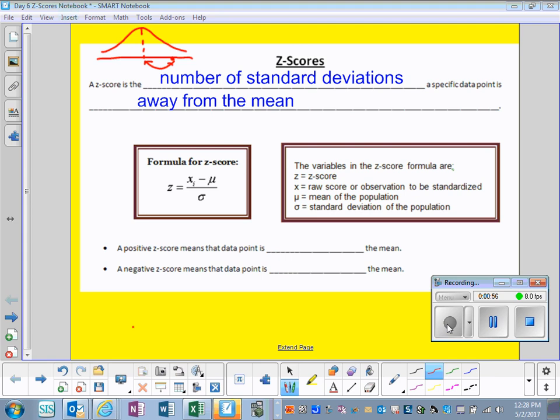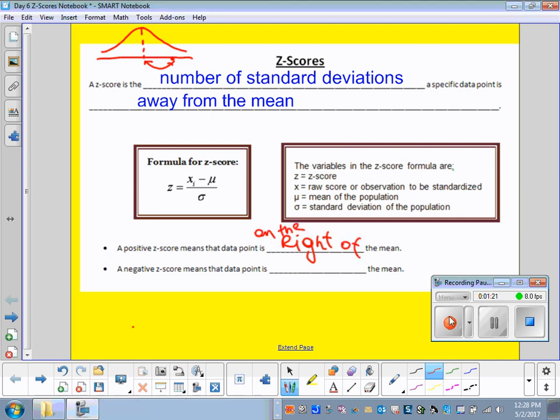A positive z-score means that the data point is where? On the left or on the right of the mean? The right, because it has to be larger than the mean. And a negative z-score means the data point is on the left of the mean.